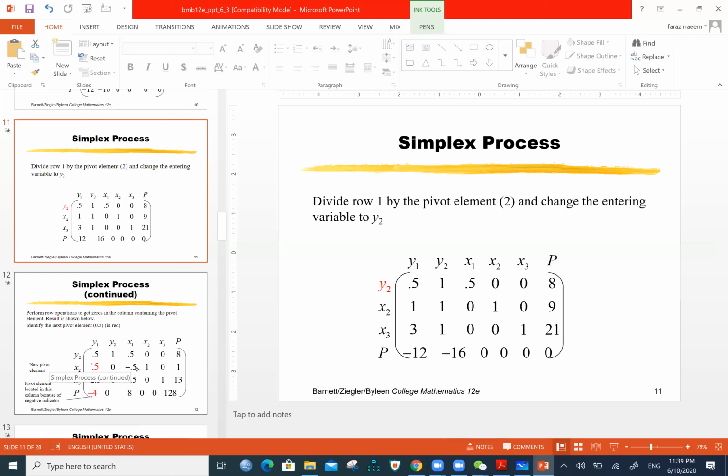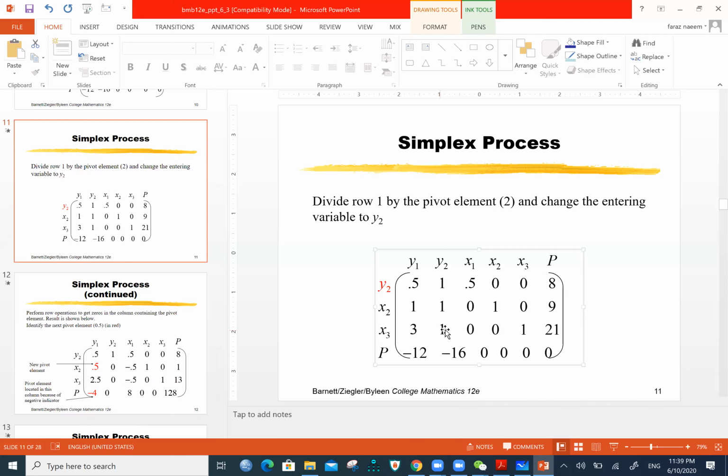Now this is 0. We add this 0 into 1. It will remain 1. This 0 plus 0 remains 0. Now we multiply this 8 with minus 1 and add it into this 9. So 9 minus 8 becomes 1. So here you have 1. Understand? Now again with the help of this one, we will make 0 in this position.